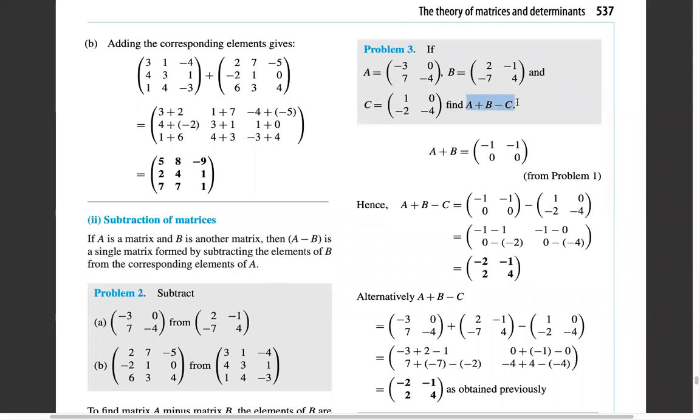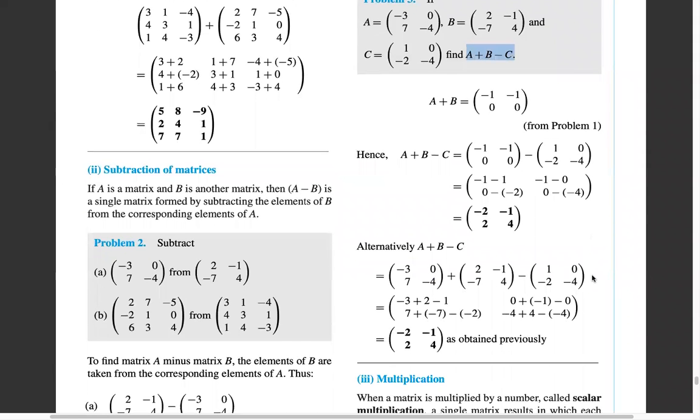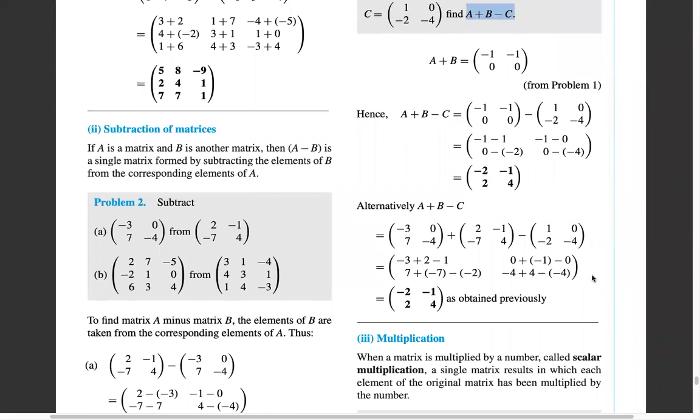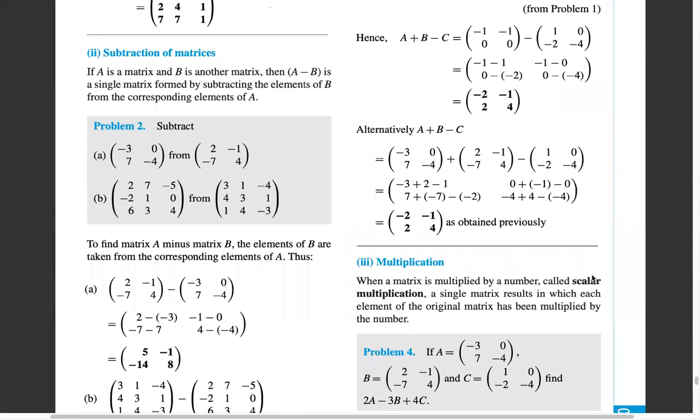They want you to find a plus b minus c. So, I mean, these things are not so bad, right? You just take your time and add and subtract corresponding elements. What makes it tricky is the negative signs, as usual. They make all our mathematics tricky at this stage. Where you have a negative sign, this gives people problems.